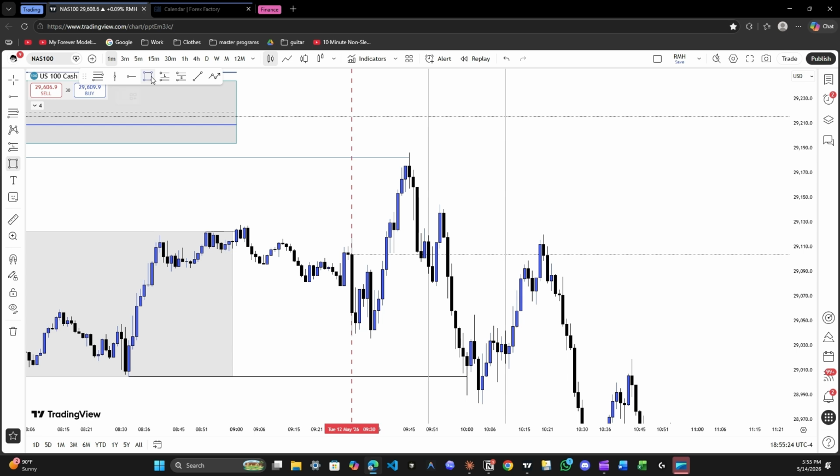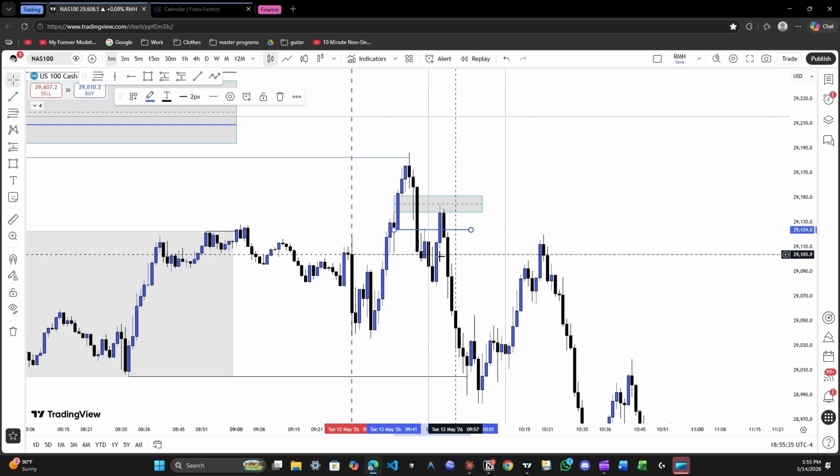Did we create a fair value gap, a bullish fair value gap going to take this? Yes. Right here, we create this fair value gap. What else do we create? We have this change in the state of delivery right here.